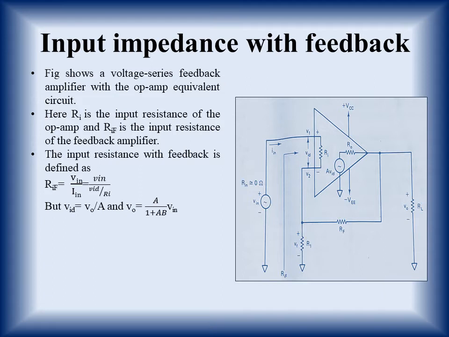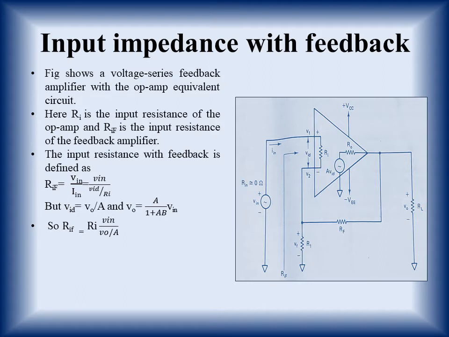Now in the previous slide we had seen AF was equal to A upon 1 plus AB. So putting A upon 1 plus AB in place of AF, we can calculate V naught. V naught is equals to A upon 1 plus AB into VIN. This we have written by the definition of AF. Now putting all these values in above equation, what we will get?